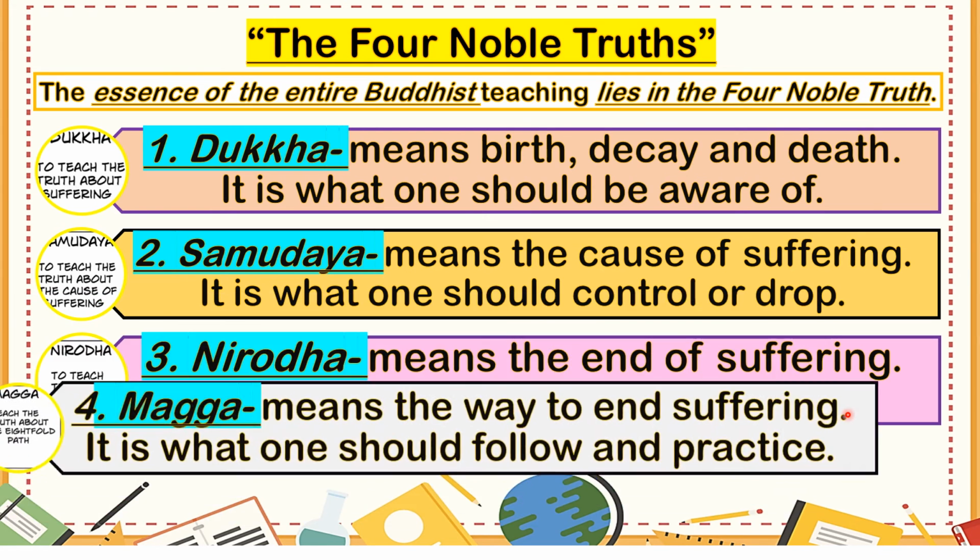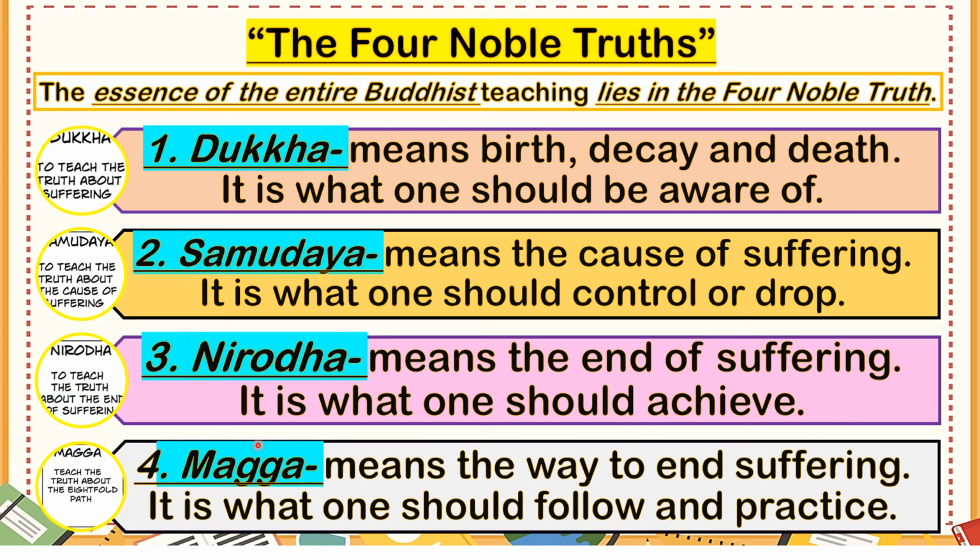Now, how are we going to end suffering? By doing Magga. What is Magga? It means the way to end suffering by following the Noble Eightfold Path. Okay? It is what one should follow and practice.